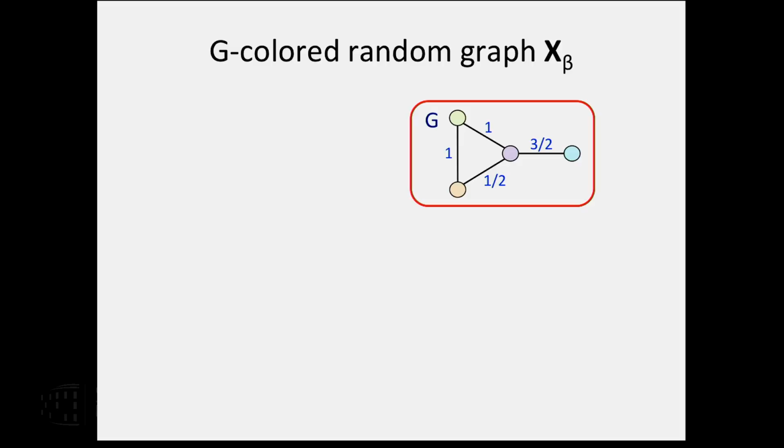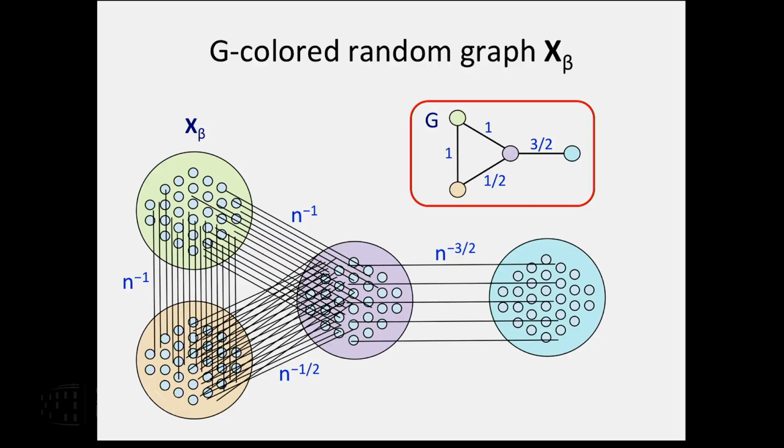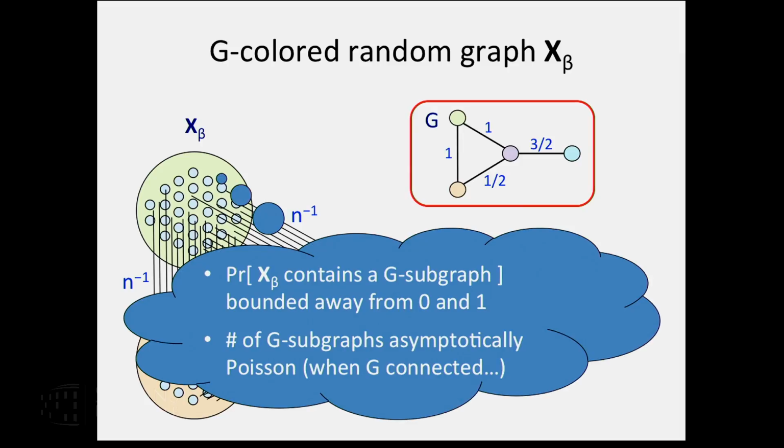So for any threshold weighting beta, we get a G-colored random graph, which I'll denote x of beta, in the following way. We create a cloud of n vertices for each of the vertices of G. And then for every pair of vertices between adjacent color classes, we put an edge independently with probability n to the minus beta. Okay, so the random graph might look like this. If beta was 1, then you get something which looks more or less like a random matching. Okay, so these are the random graphs corresponding to the threshold weightings.